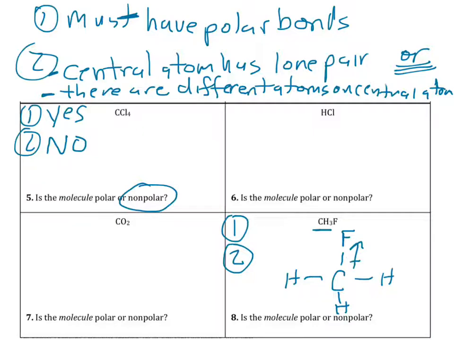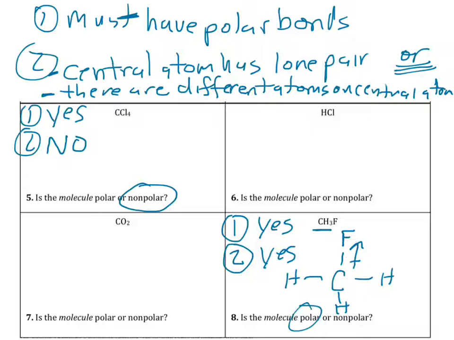And so, does it have polar bonds? The answer is yes. Number 2, does the central atom have lone pairs? Well, carbon does not have lone pairs. However, it needs to have lone pairs, or there needs to be different atoms on the central atom. And if you take a look, there are different atoms on the central atom. Look, we've got hydrogen and fluorine. Those are different atoms that are on the central atom. So yes, there are different atoms on the central atom. And so this ends up being a polar molecule.